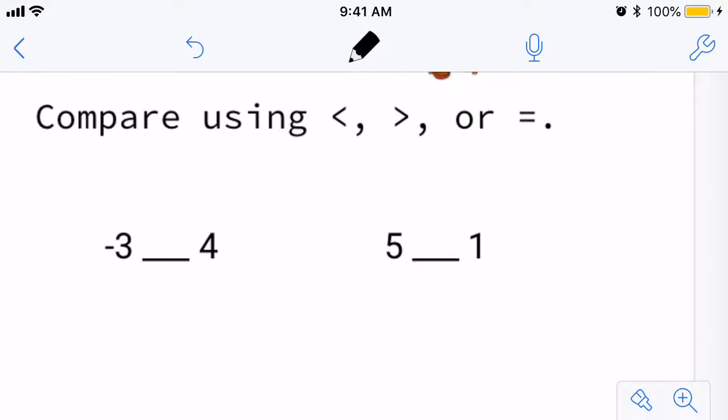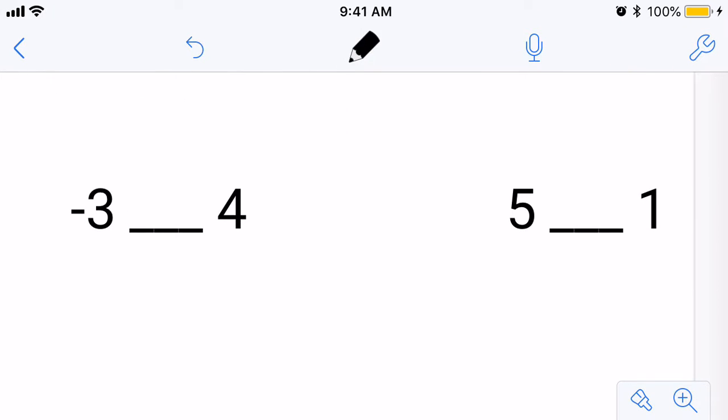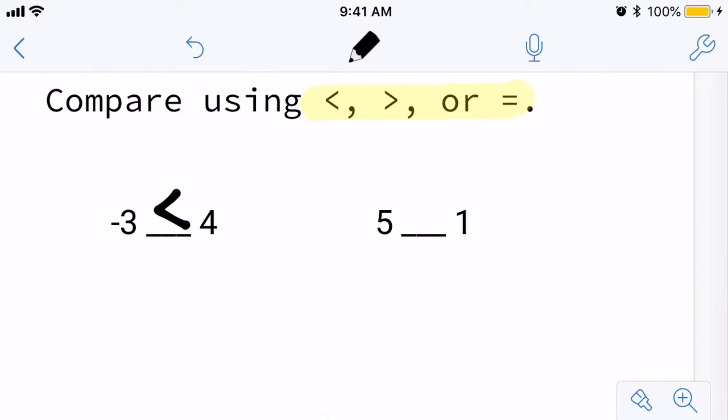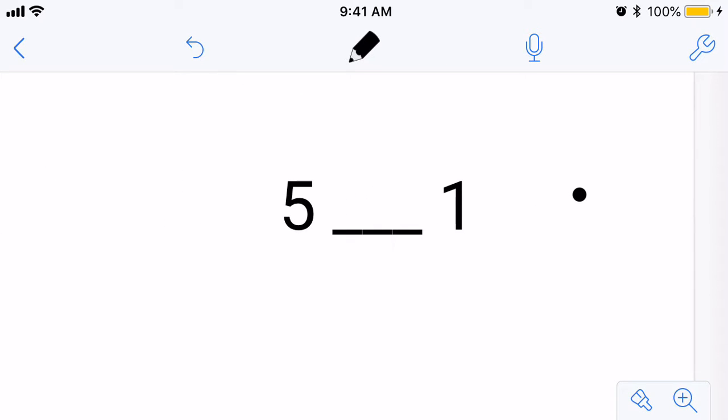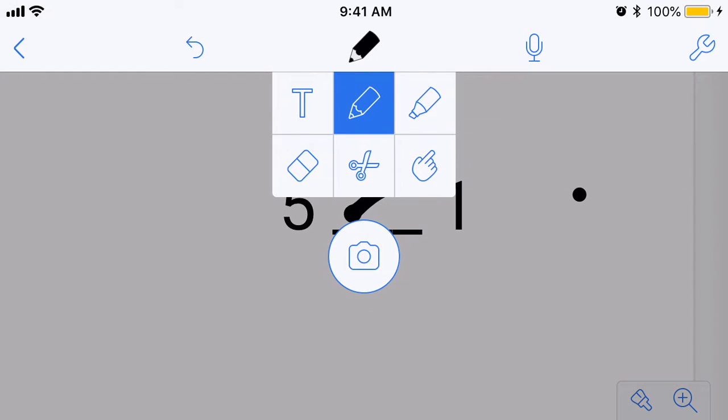The last part is comparing. Comparing is going to use these symbols, and hopefully we remember them from last year. They're less than, greater than, or equal to. When I have a comparison of a positive and a negative, I always know my positive is bigger, no matter what. And when I'm comparing 2 of the same sign, I have to consider on the positive side which one's furthest from 0. In this case, it's 5, and that's my bigger number.